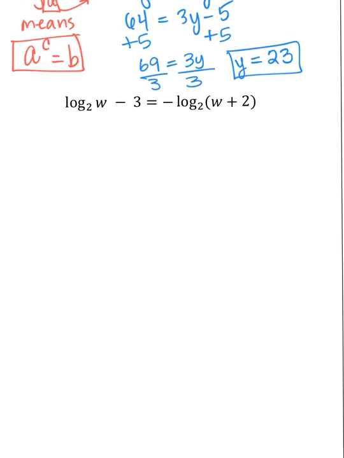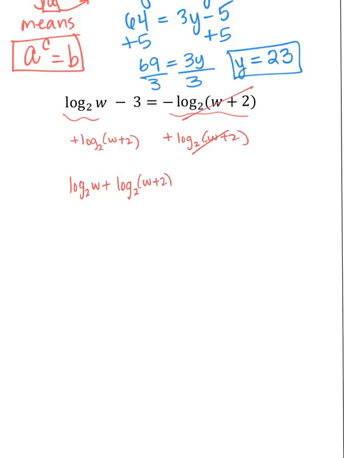For this next equation, we have a log on this side, and then we also have a log on this side. So we're going to try and put all our logs together on one side. So we're going to move this entire chunk, log base 2 of w plus 2. We'll add it to both sides here. And so then that will cancel that out here, and we'll have log base 2 of w plus log base 2 of w plus 2 minus 3 equals 0.